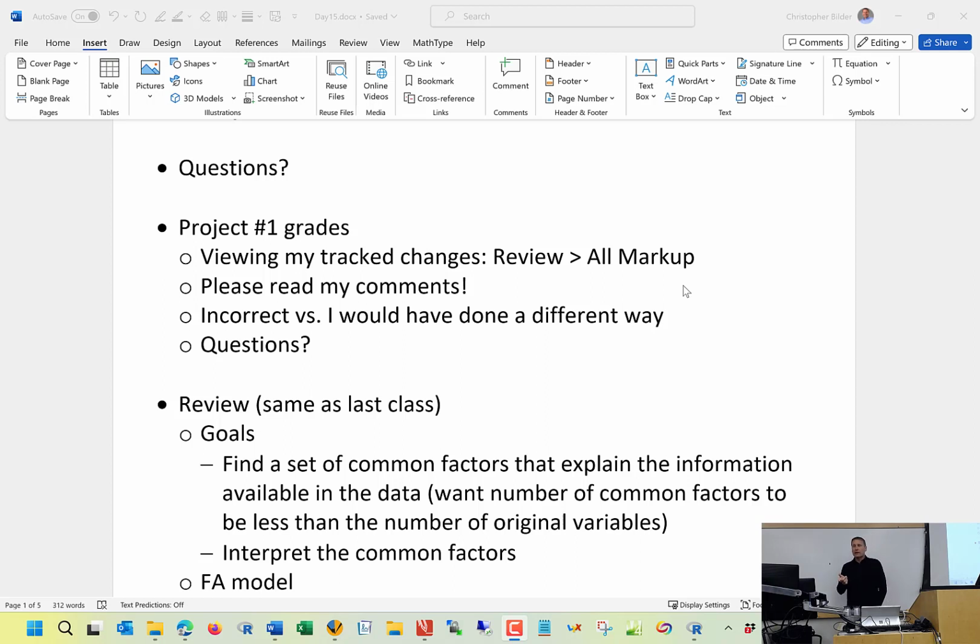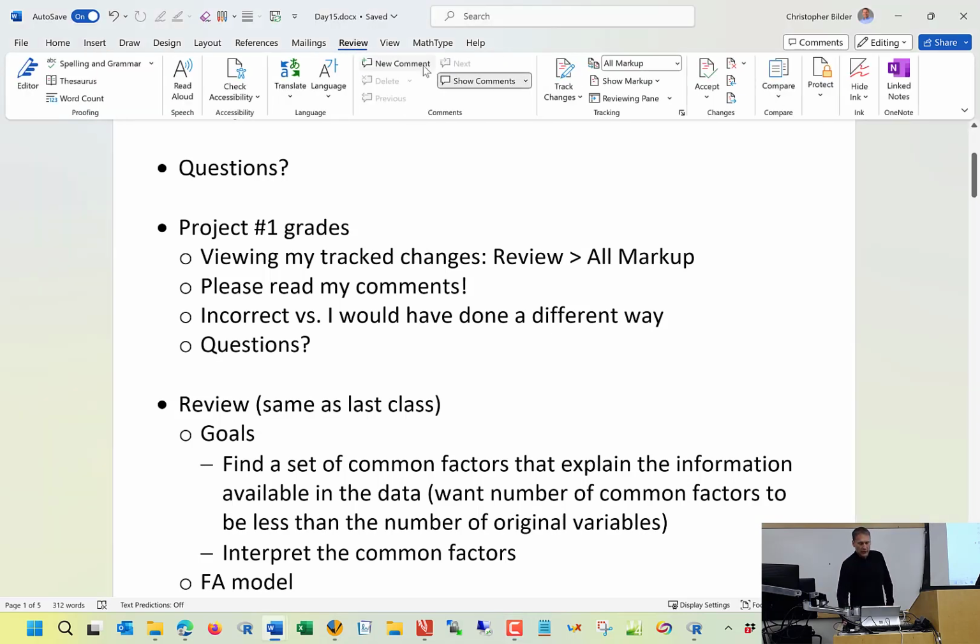Just as a reminder, if you turn in a Word document, I'm using Word's track changes tool. It's best to view my track changes by going to Review and making sure All Markup is on. You're going to be able to see my tracked comments and changes much better.